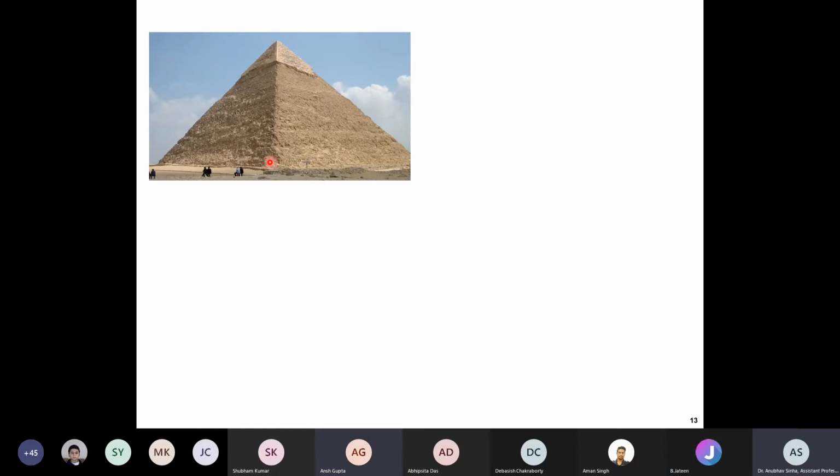Pyramid. Correct. Yeah, this is a pyramid. So you are looking at the pyramid from a certain direction where you are looking at the edge. Okay, so this is what view? Front view, top view. And this is the front view.